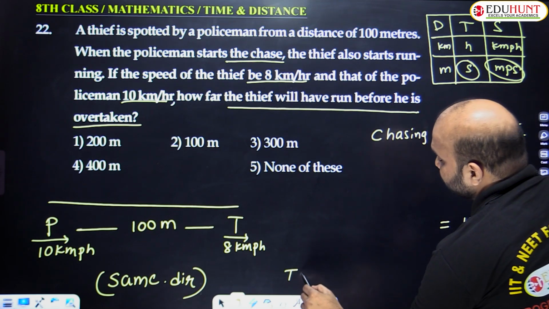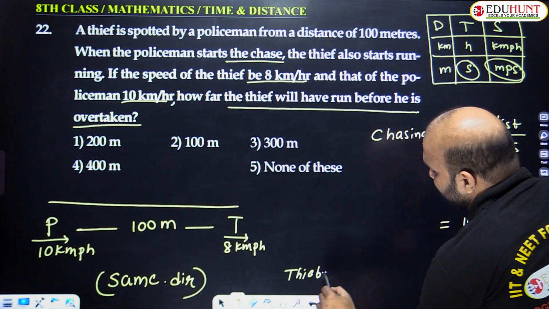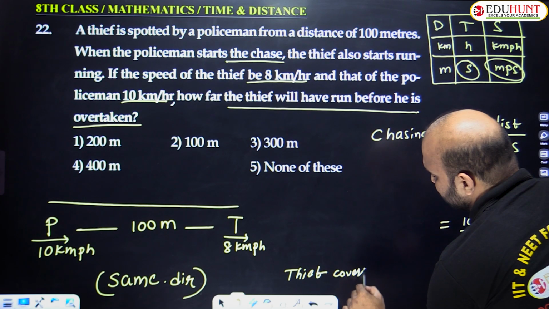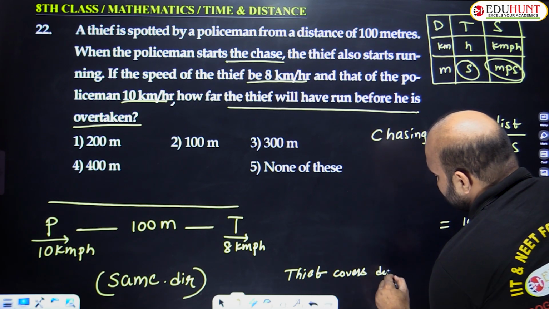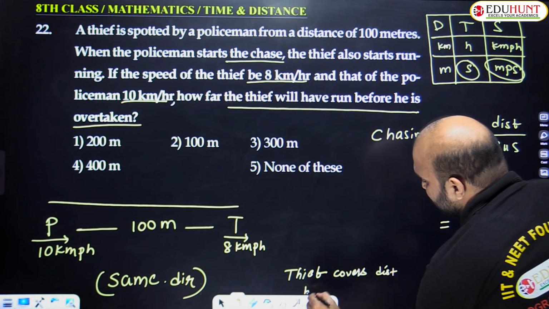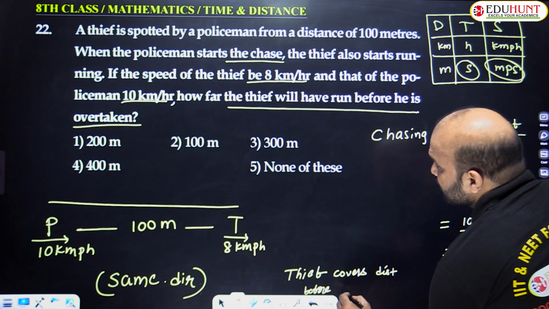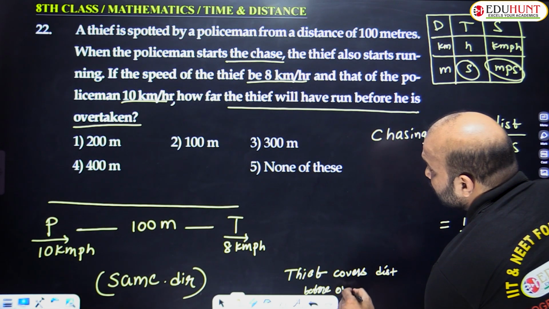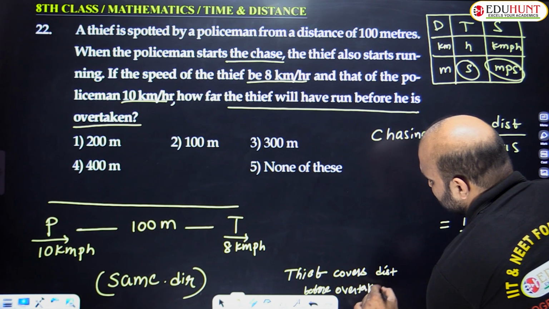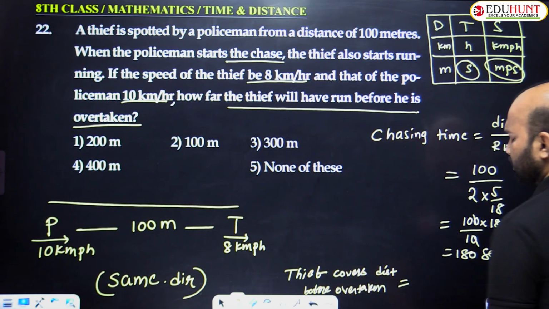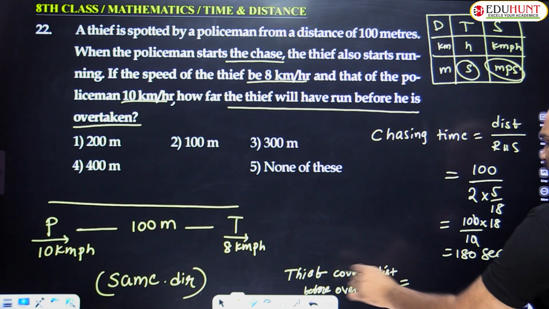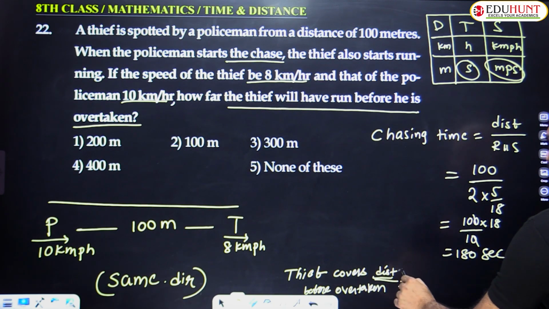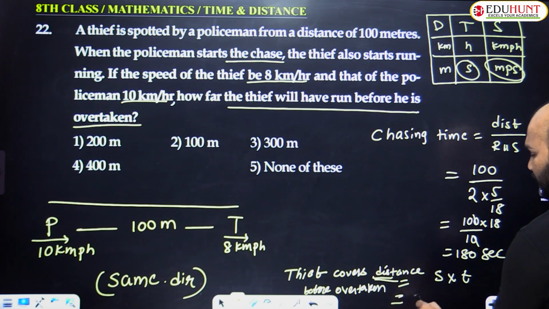The thief covers distance before he is overtaken, before he is chased, okay, before overtaken. So distance covered by the thief, how many meters? Here distance is nothing but speed into time, and the speed is the thief's speed, 8 km per hour.